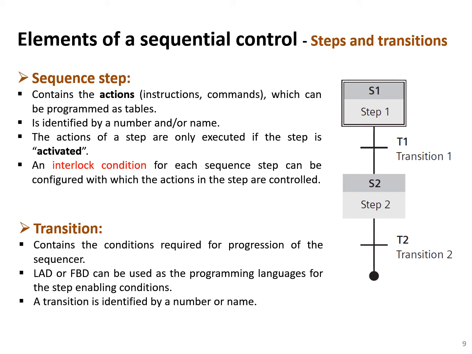Okay, so let's go back now to the concept of sequential control. What is a sequence step? Here we have step 1 and step 2. A sequence step contains the actions which can be programmed as tables. It is identified by a number and/or name. The actions of a step are only executed if the step is activated.